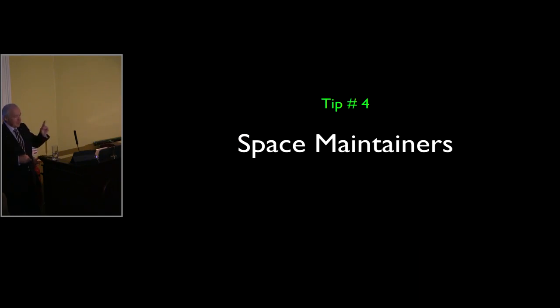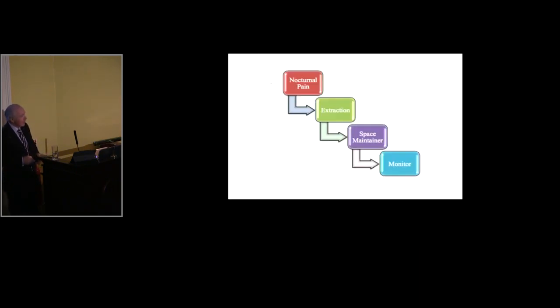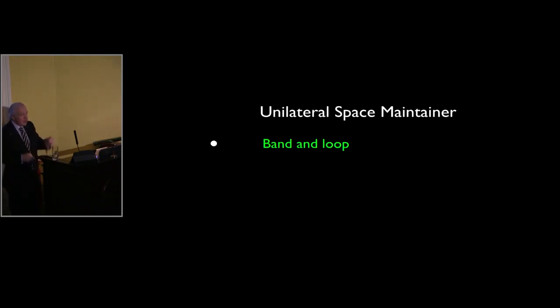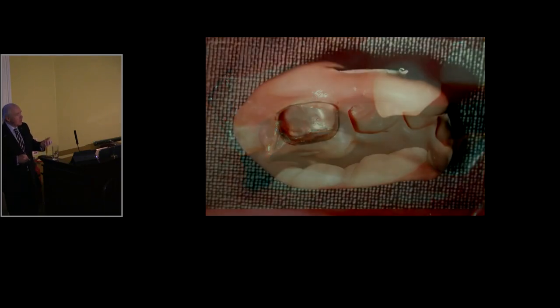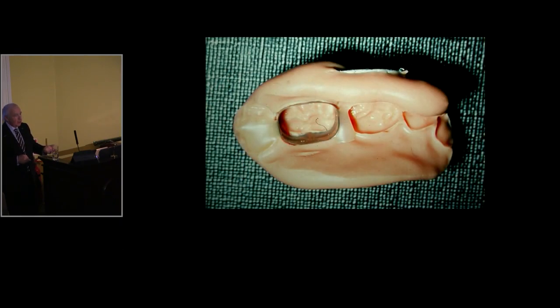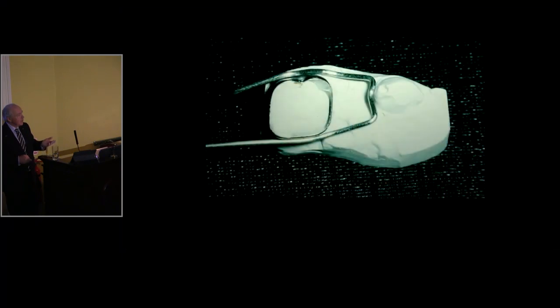Okay. Space maintainers. Unilateral space maintenance. If there's one side and you want to maintain the space, you use a band and loop. Okay. So band and loop, unilateral space maintenance. So the technique for doing a band and loop: you adapt a band. You take an alginate impression, you pour it up, and then you bend the wire.